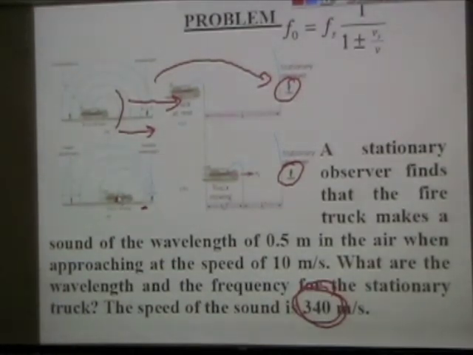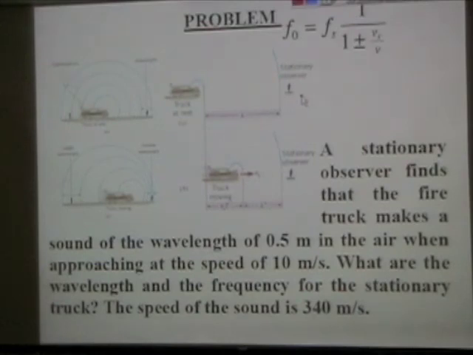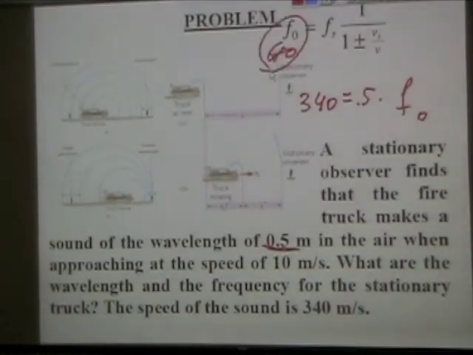However, the next pulse will be traveling away from the source having the same speed, 340. So, our equation should be written like this. 340, the speed of the sound relative to the observer, which is equal to the speed of the sound relative to the ground, is supposed to be equal to the wavelength of the sound measured by the observer, which is 0.5, times the frequency of the sound experienced by the observer. And now, well, 340 over 0.5, 680, this is the number we can use in our equation for the frequencies.